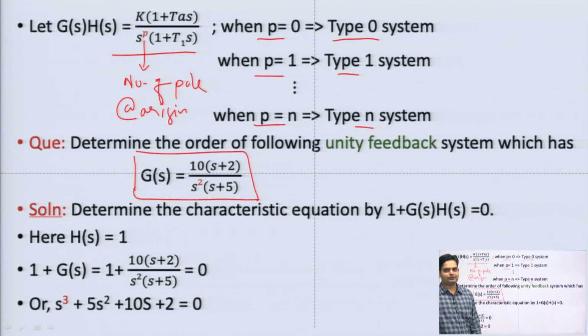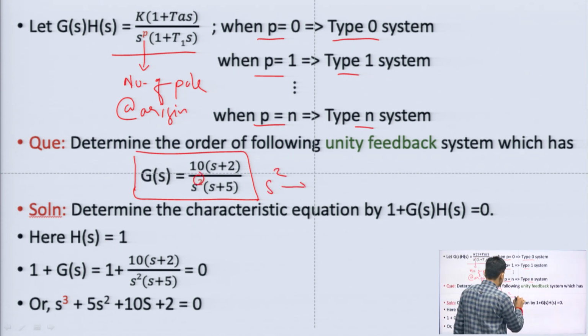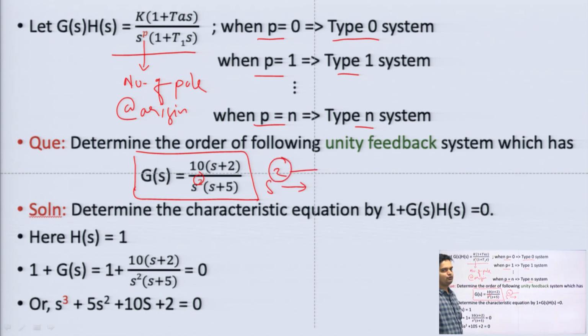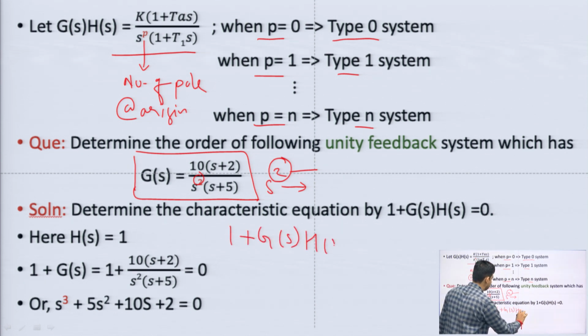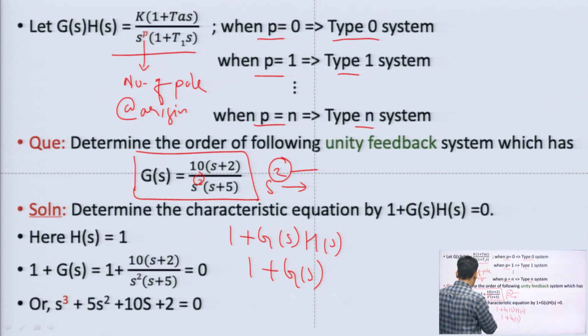Okay. So, we need to determine the order and type of the system from this open loop transfer function. For the type of the system, I have to observe the denominator part. As s square is here, it means the type is 2. Okay. What would be the order? I need to calculate the 1 plus G(s)H(s) expression. I am assuming that the feedback is 1, so H(s) would be 1, which means I need to calculate 1 plus G(s). If I calculate it, then the highest power is s cube.